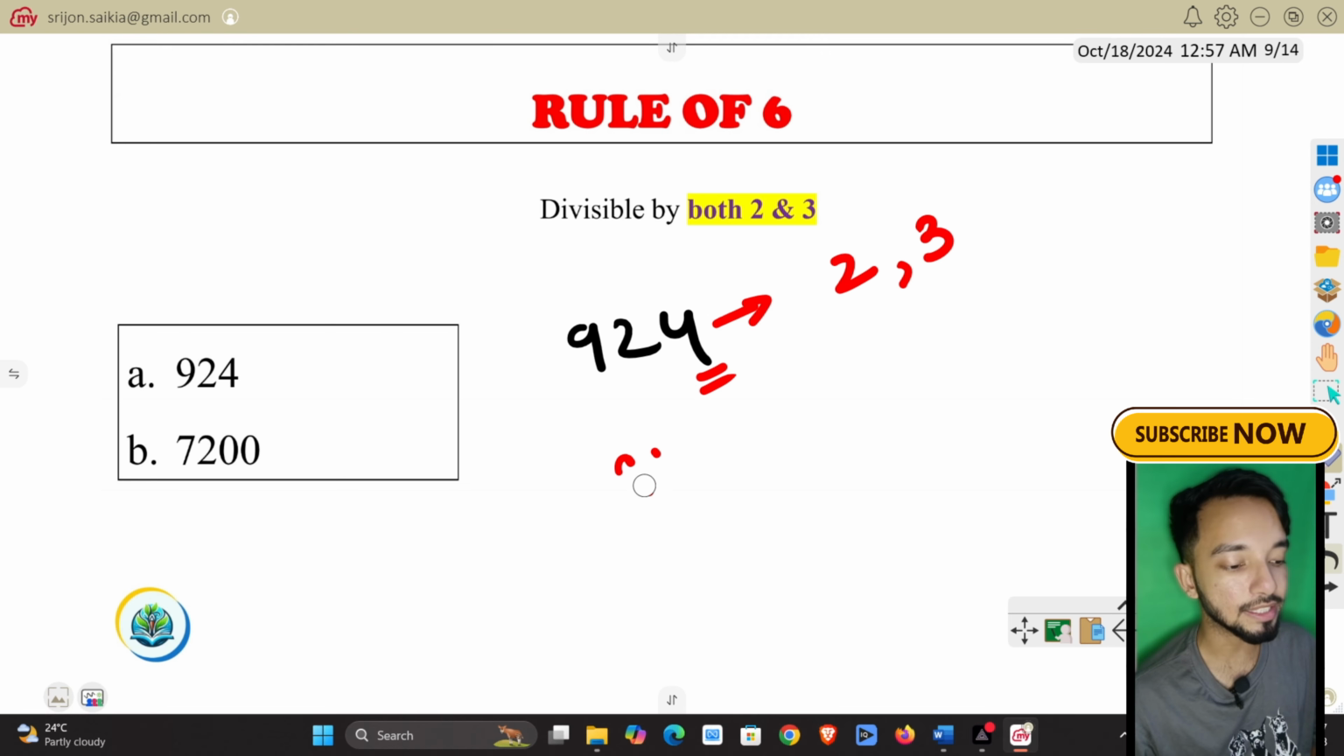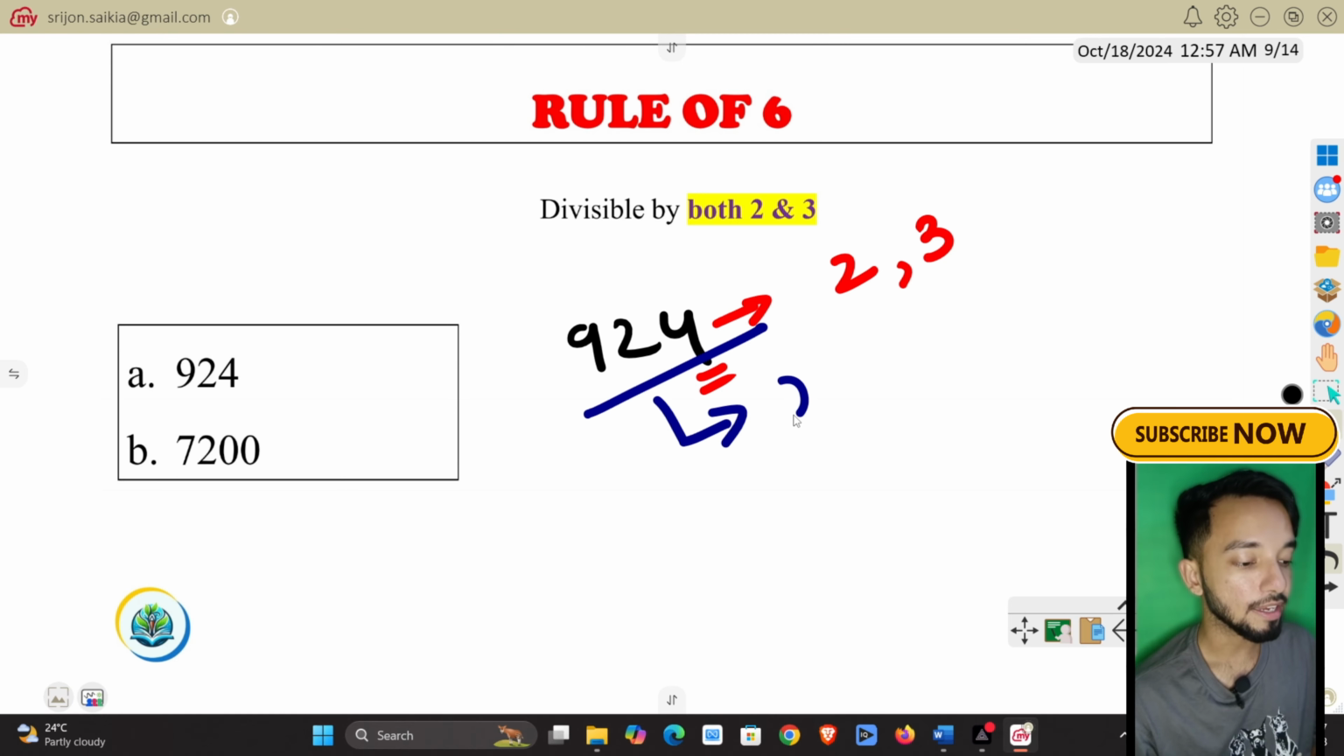It indicates that if a number is divisible both by 2 and 3, then it is divisible by 6. Is this clear? If it's clear, then let's move to the next one.